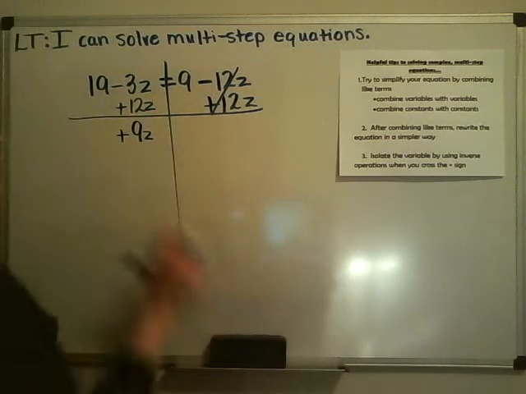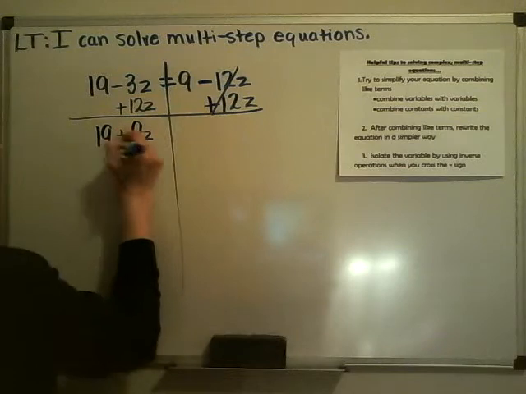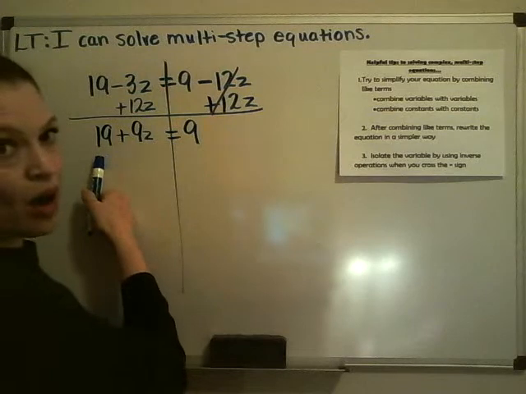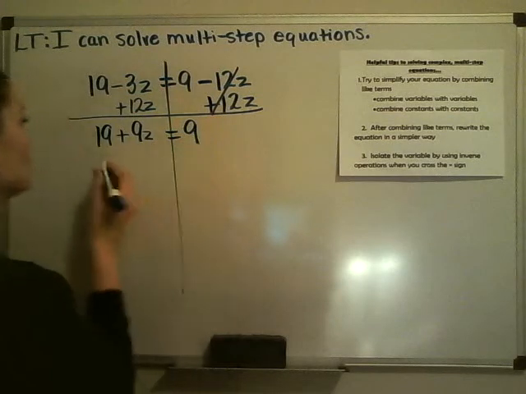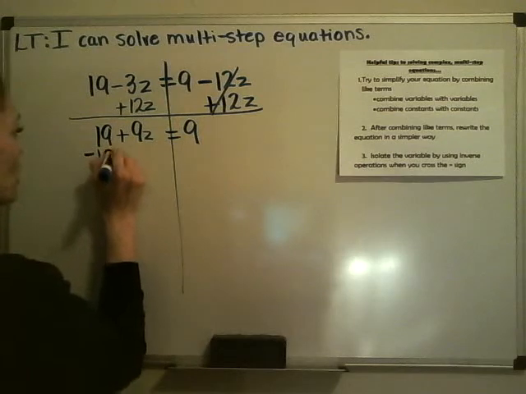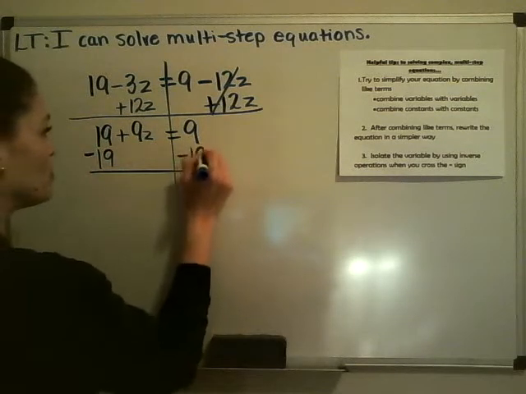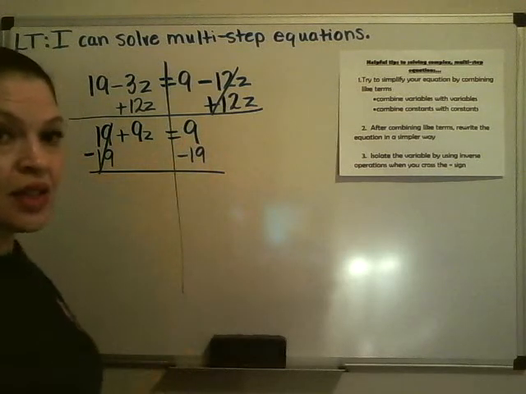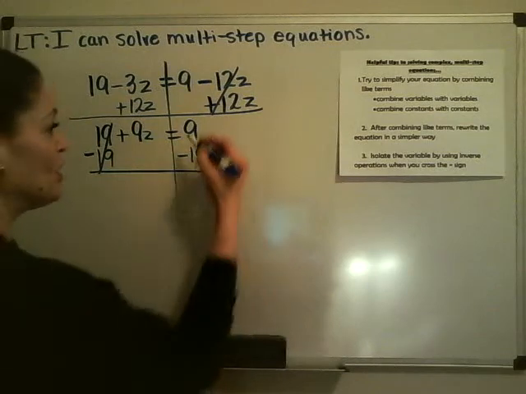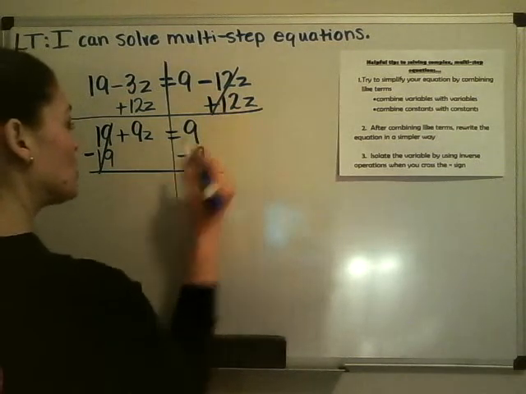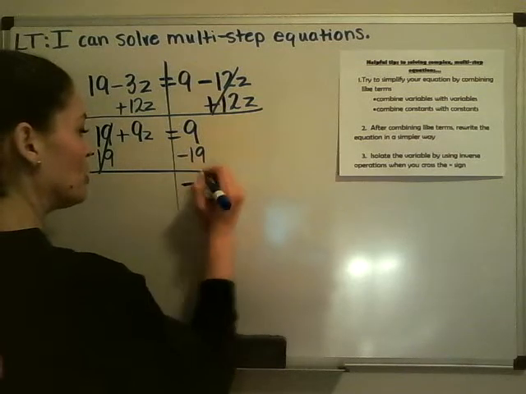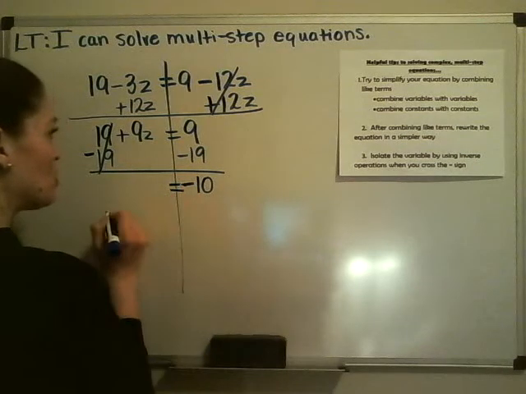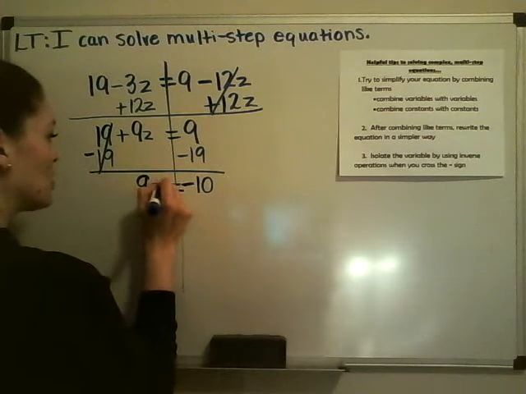All right, bring down your 19 equals 9. Now this 19 has got to go over here. So it's positive, so I'm going to subtract 19. Those cancel. What is 9 take away 19? So these are different signs, subtract. Keep the sign of the higher number, then you'll be exact. Negative 10 equals 9z.